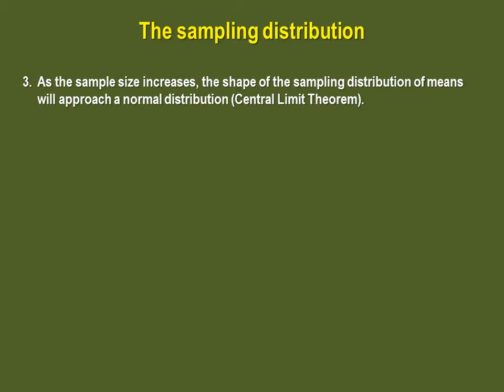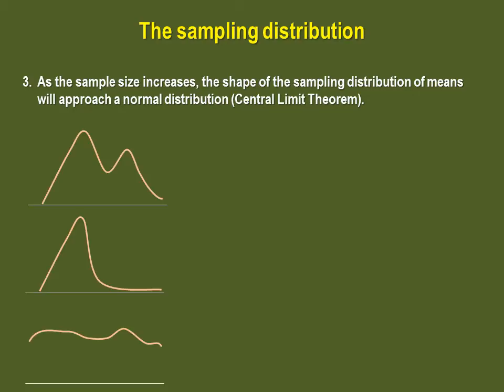There is a third property for the sampling distribution of means, and it states that as the sample size increases, the shape of the sampling distribution of means will approach a normal distribution. This is called the central limit theorem. So no matter the shape of your population distribution, if it looks like this, or even like this, your resulting sampling distribution of means will closely resemble a normal distribution.